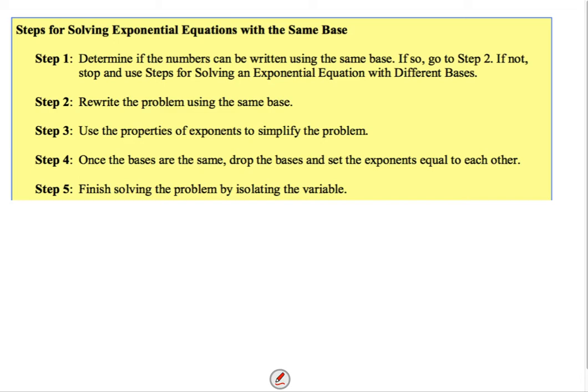All right, so steps for solving exponential equations with the same base. Here are some steps here. We're going to determine if numbers can be written using the same base. We're going to rewrite the problem using the same base if it can't be, and then we're going to use the property of exponents to simplify the problem. And it says once the bases are the same, drop the bases and set the exponents equal to each other, and then solve the problem by isolating the variable. And then you're really good there with step 5.